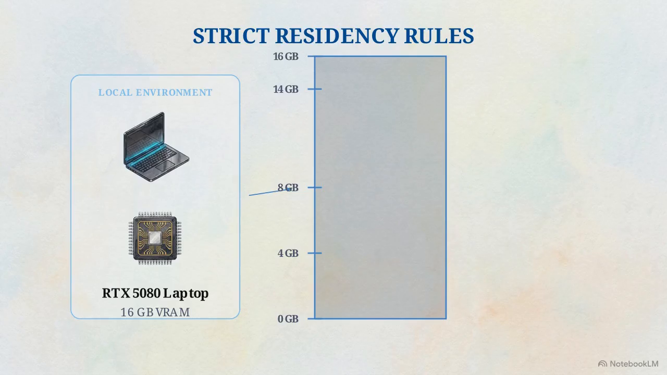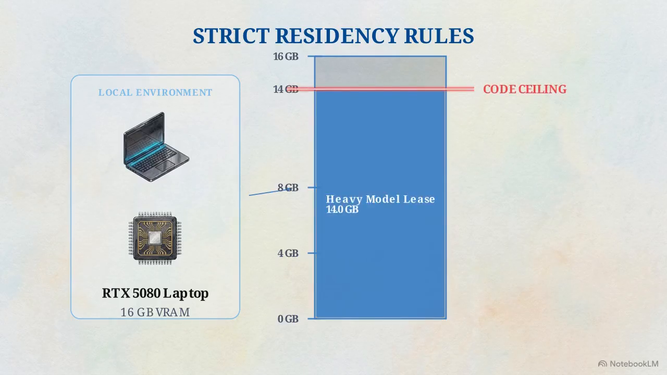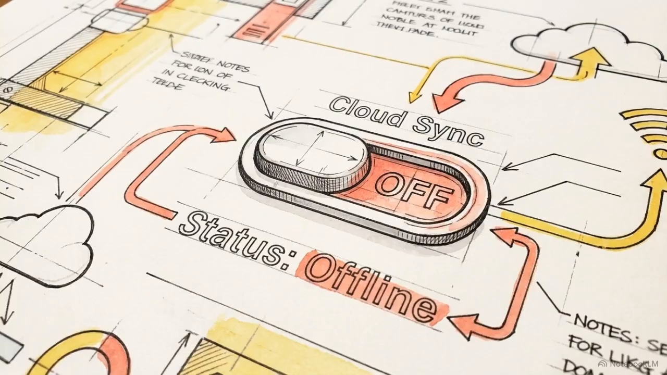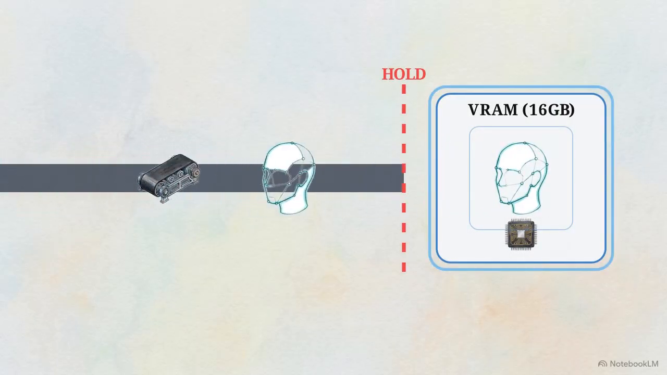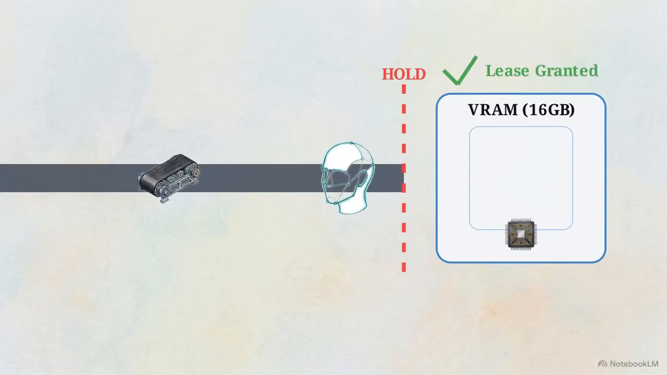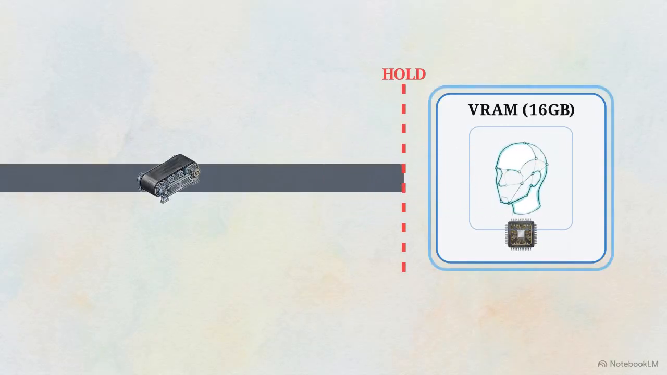gigabytes of VRAM. Running an entire 3D ecosystem in this space requires strict residency rules. The architecture standardizes a heavy engine code ceiling at 14.0 gigabytes, leaving exactly 2 gigabytes protected for the Windows display, WDDM overhead, and ComfyUI graph buffers. There are no cloud computing lanes to offload the rendering. The system executes entirely offline, issuing strict sequential VRAM leases. No two heavy models are ever permitted to reside in memory at the same time.